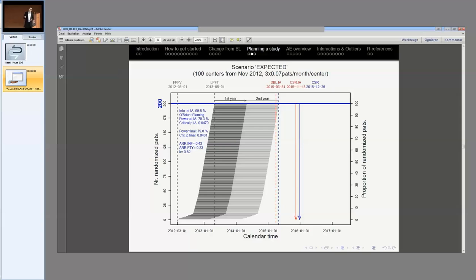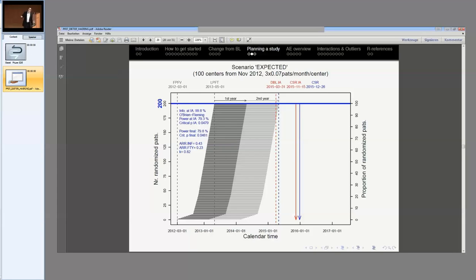For each patient, I plotted a line. So you see in dark gray when the patient will have 1 year of exposure, and in light gray when the second year of exposure will be finalized. And the health authority report needs to be submitted November 2015. So you see this as this red arrow, CSR for the interim analysis, and here the database lock in order to make that also in red.